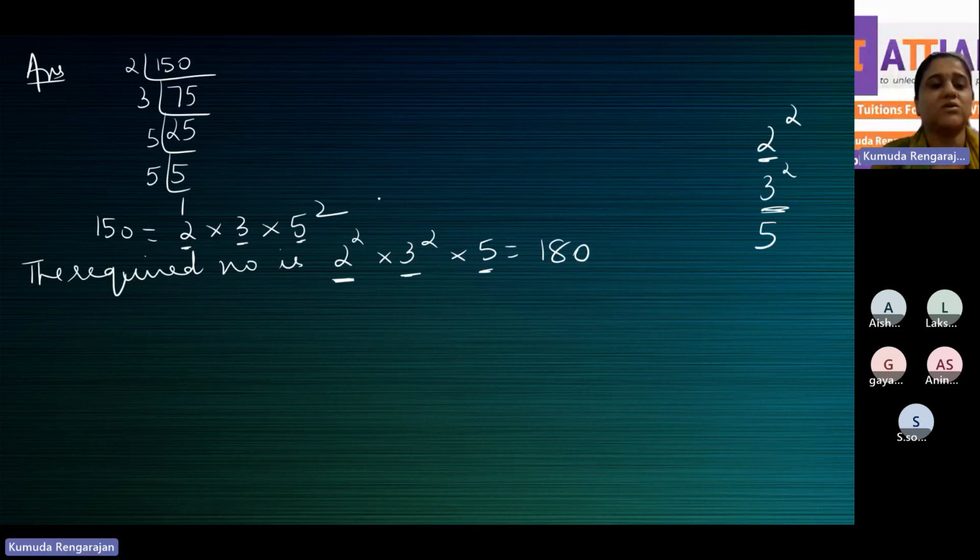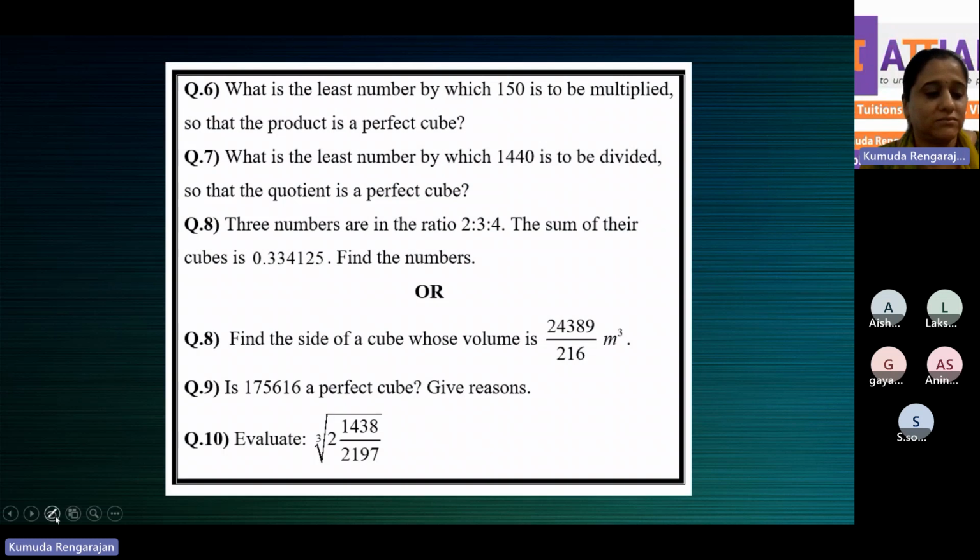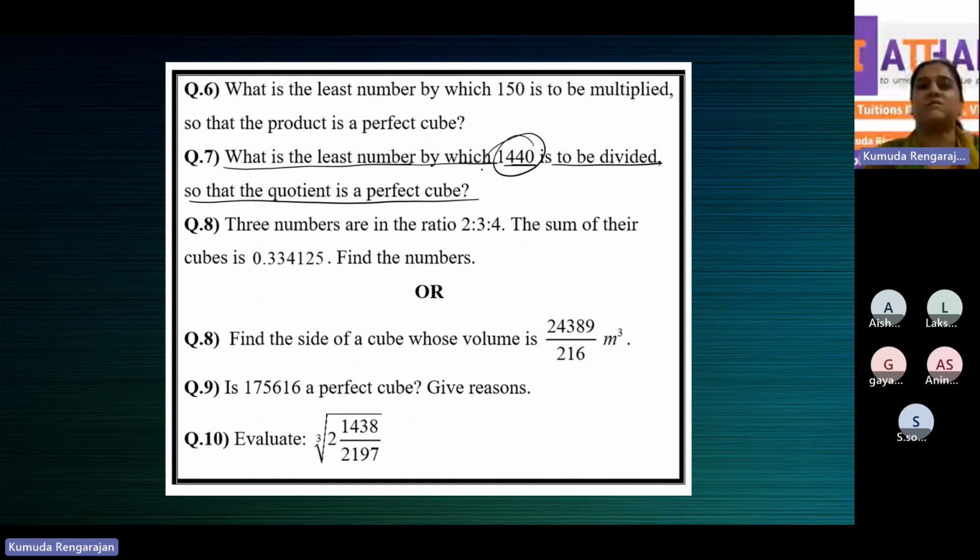The question is, see, read the question. What is the least number, the smallest number by which this number is to be divided so that the quotient is a perfect cube? This number will not become a perfect cube. This number, which is not a perfect cube, will remain an imperfect cube. It's not a perfect cube. It will remain an imperfect cube. So by what number should you divide this so that the quotient is a perfect cube? By what smallest number you should divide?